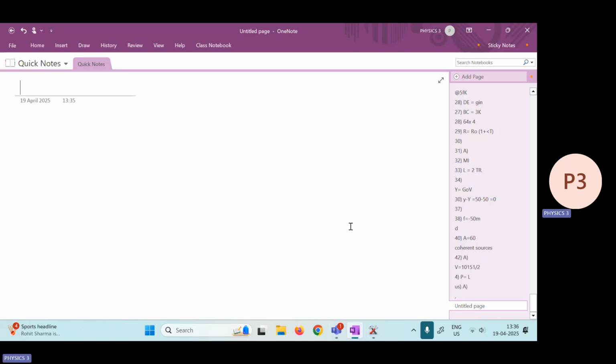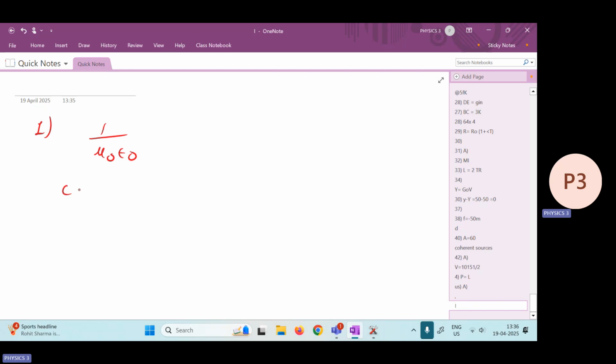Okay, so here we are discussing the NEET mock test 7. Let's go to question number 1. In question number 1, we are asked what is the dimensional formula of 1 upon mu naught epsilon naught. That we have to find out.